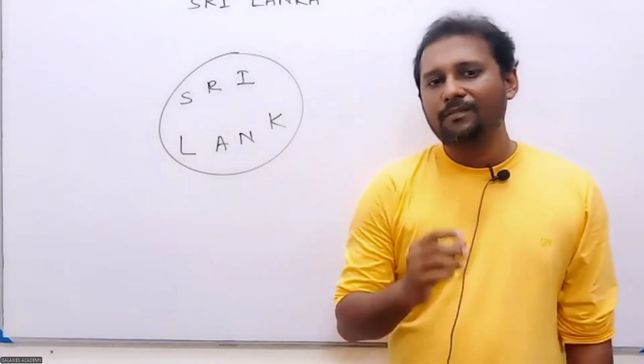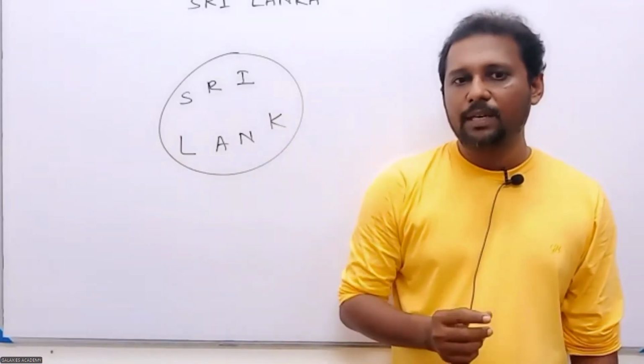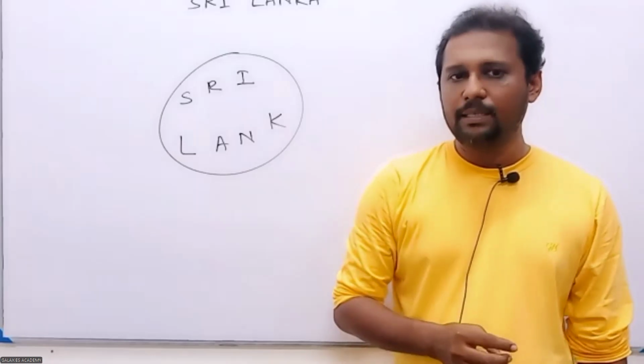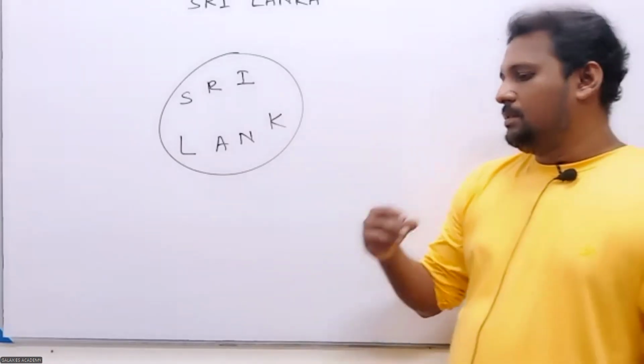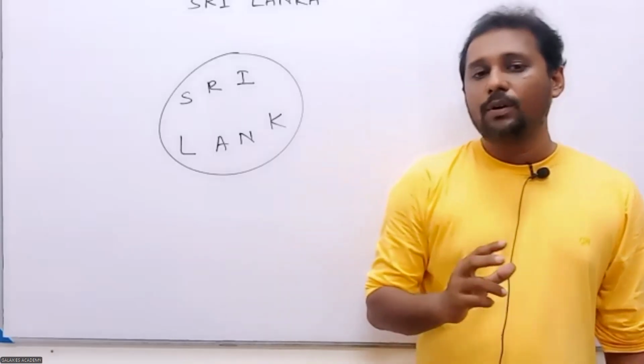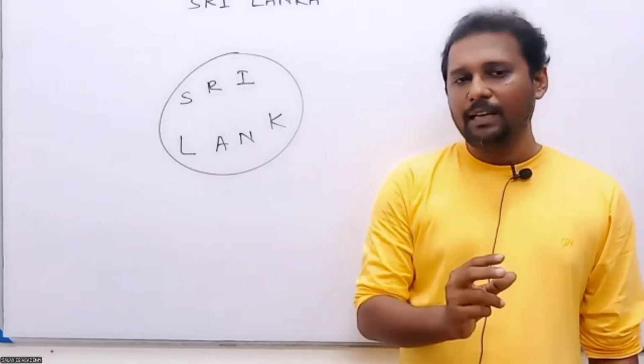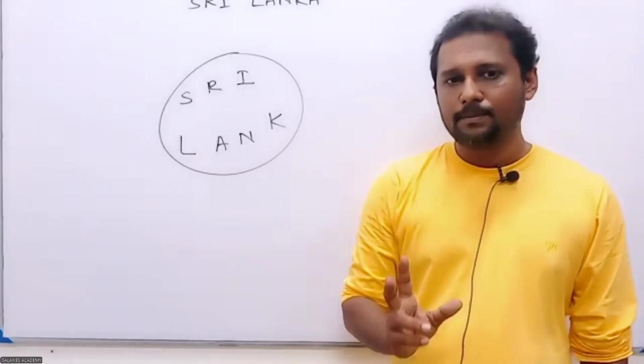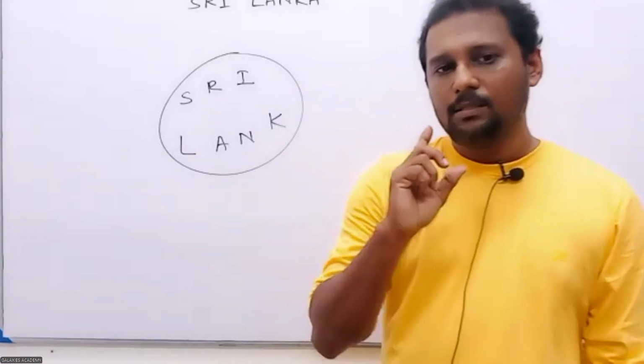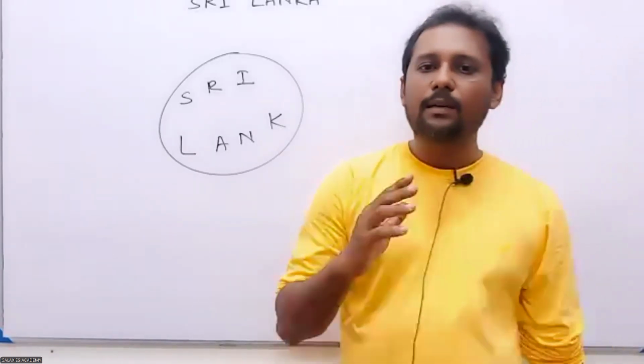Right? You remember, when you write the list of element method or Venn diagram method, the repeated values don't write again, right? Only one element you can write only once, right? You can write one element only once; you can't write it twice or three times.